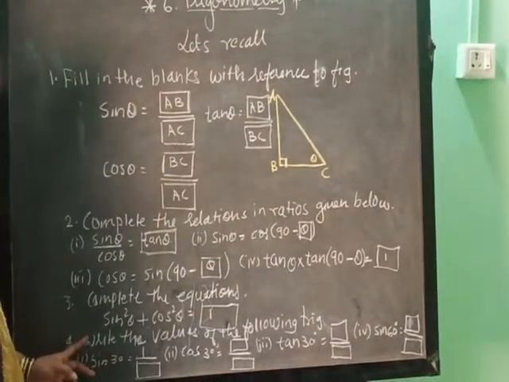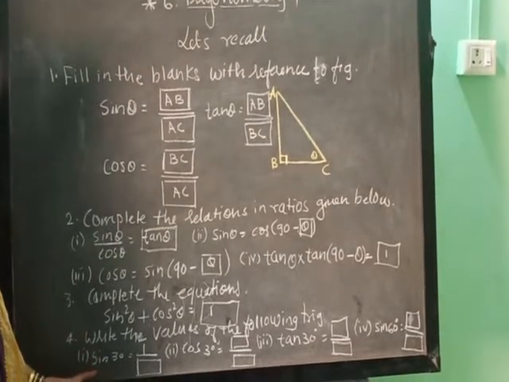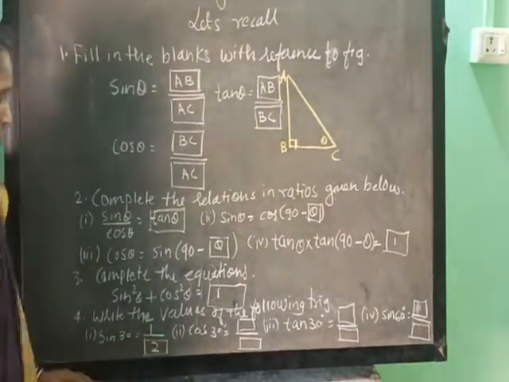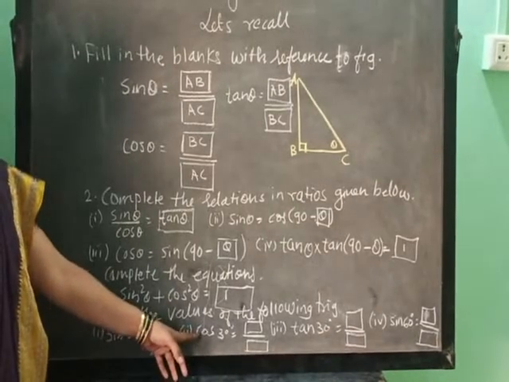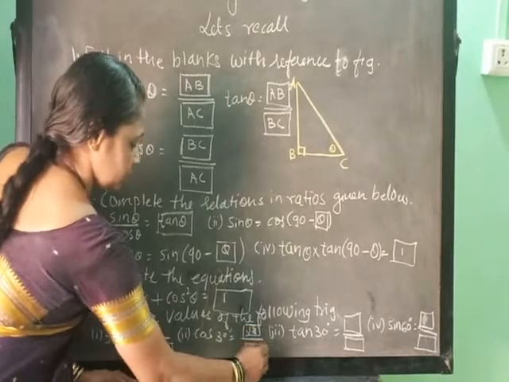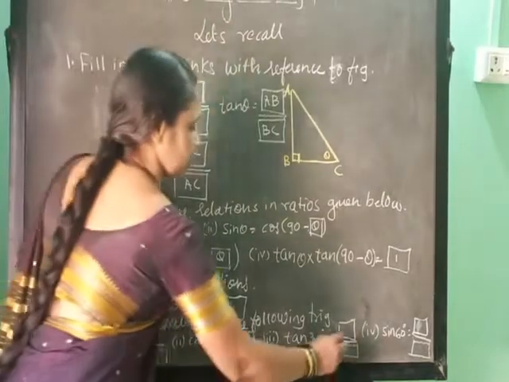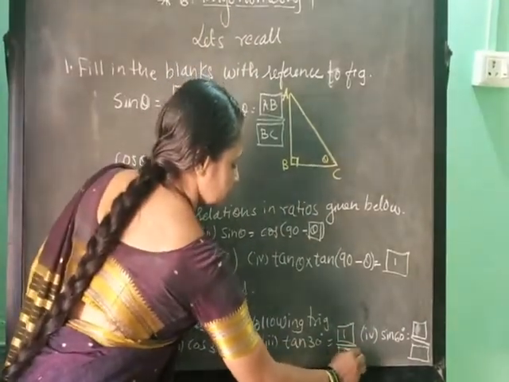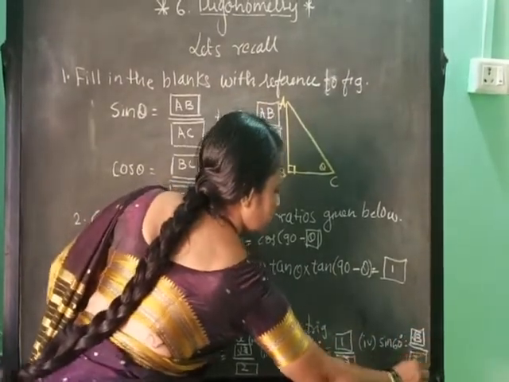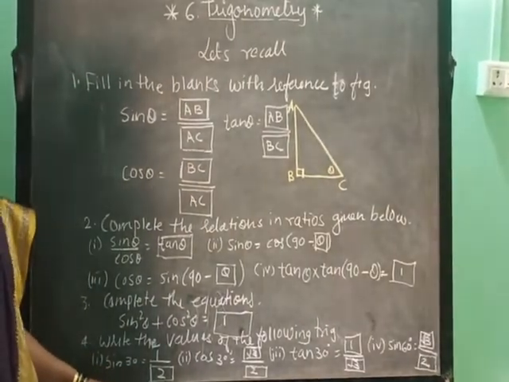Now write the values of the following trigonometric ratios. Now trigonometric ratios value, sin 30 degrees. Sin 30 is equal to 1 by 2. Cos 30 is root 3 upon 2. And tan 30 is 1 upon root 3. And sin 60 is equal to root 3 upon 2. This all we have studied in standard 9.